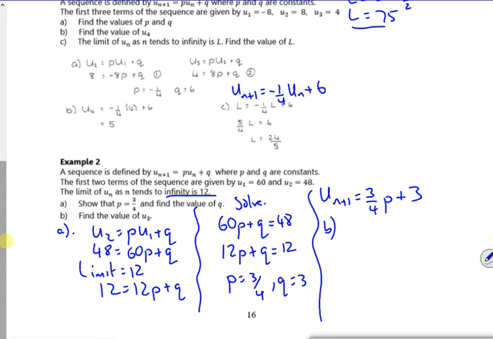Part B says find your third term. So u3 is 3 quarters of 48 plus 3. So what's that? 12, 36, 39? Yeah, why not? u3 is 39. And it's quite nice because you're just putting numbers in, aren't you? There's not much to it.